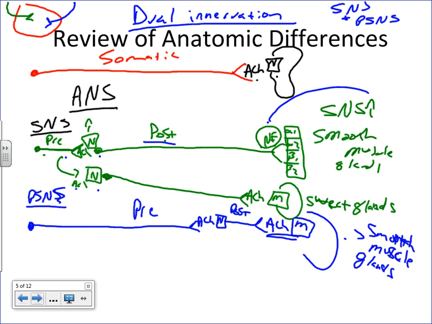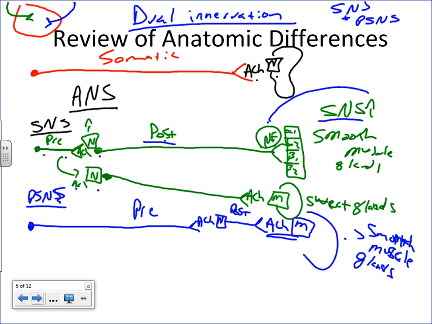Now remember, these two divisions of the autonomic nervous system have antagonizing effects on one another. The sympathetic nervous system essentially increases activity, and the parasympathetic decreases it. So basically, depending on the situation, one of these systems is going to be more in control than the other.